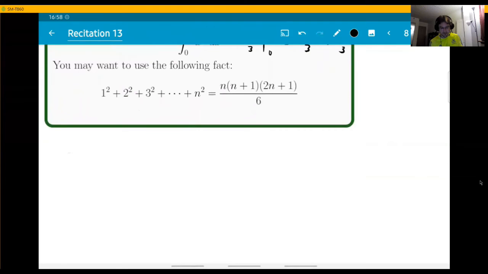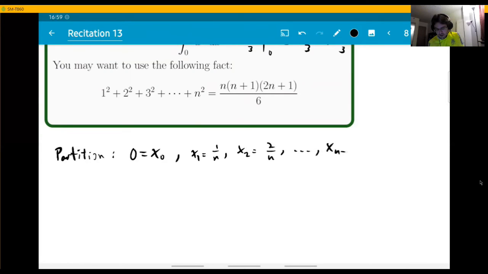So, okay, partition. Let's talk about Riemann sums. You have the interval from 0 to 1. 0 is going to be your first point, x0. This is the same partition as the previous problem. x1 is going to be 1 over n. x2 is going to be 2 over n. The second to last point is going to be n minus 1 over n. And the last point will be n over n, which is 1. This is how you partition the interval from 0 to 1 into n equal pieces.